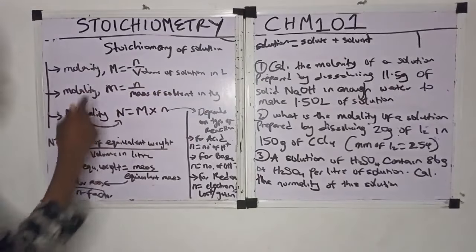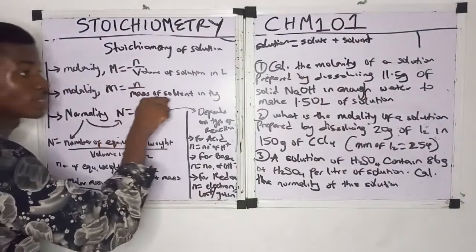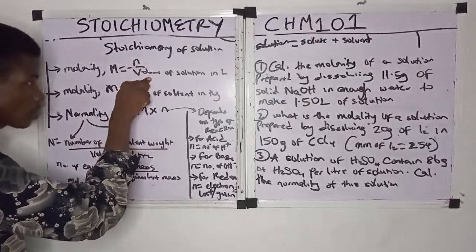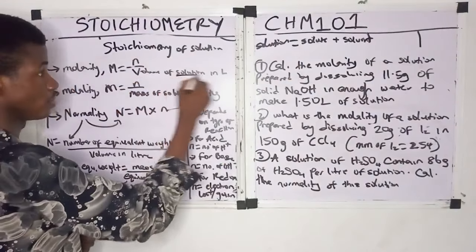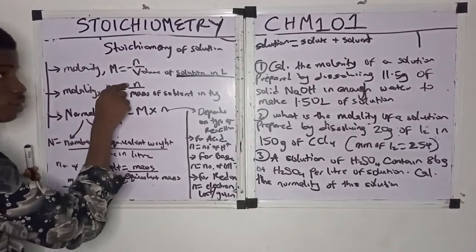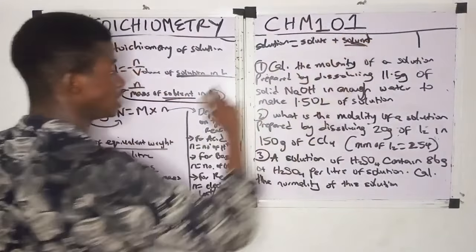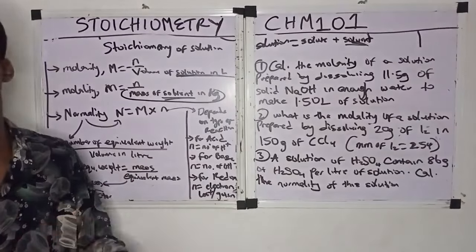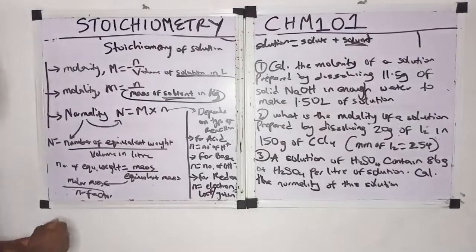Then molality, small letter m, is equal to the number of moles of the solute divided by the mass of the solvent. If you look at molarity, it was the number of moles of the solute divided by the volume of the solution in liter. But in molality, it's the number of moles of solute divided by the mass of the solvent in kg. If the mass of the solvent is in gram, convert it to kilogram by dividing by 1000.